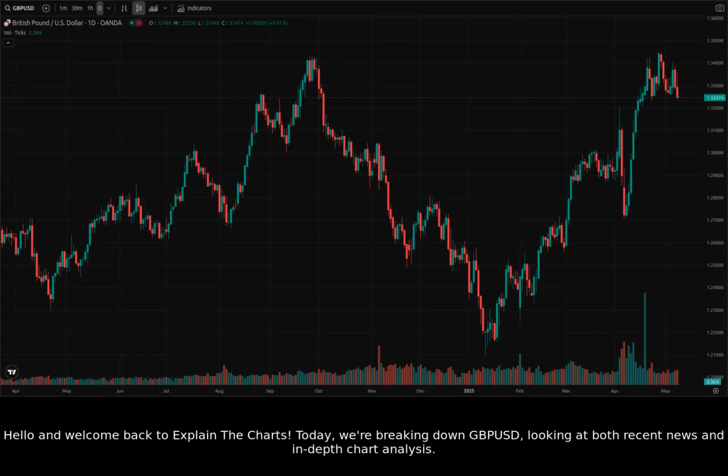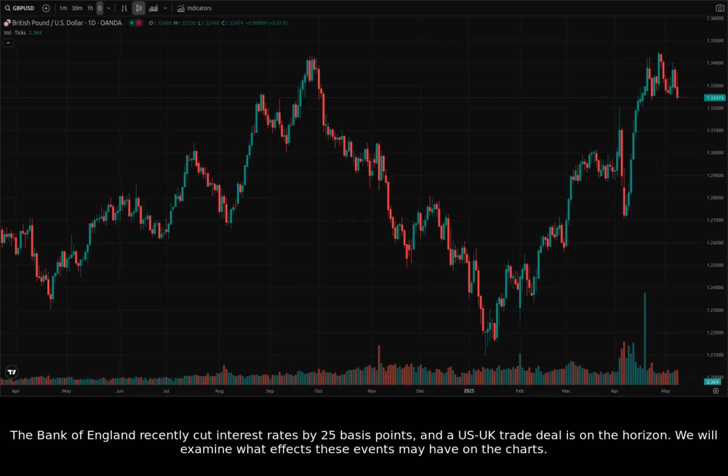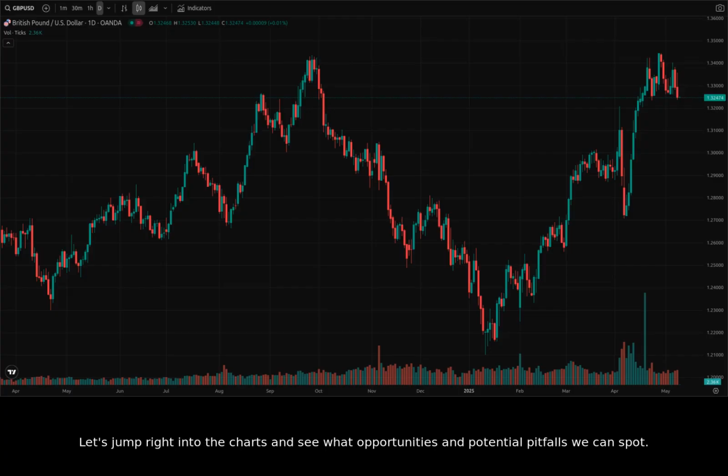Today, we're breaking down BoE, looking at both recent news and in-depth chart analysis. The Bank of England recently cut interest rates by 25 basis points, and a US-UK trade deal is on the horizon. We will examine what effects these events may have on the charts. Let's jump right into the charts and see what opportunities and potential pitfalls we can spot.